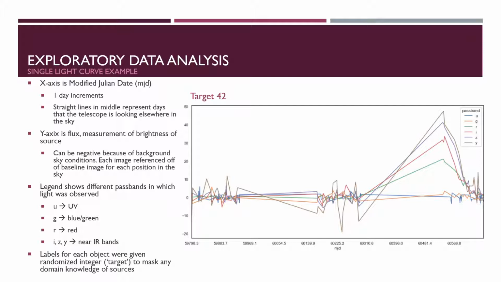Each object and its light curve are labeled with a target value. These target values are random integers that represent a single astronomical source. For example, target 42 could represent a type 1 supernova. The data creators decided to do it this way to reduce any domain knowledge bias for the competition.